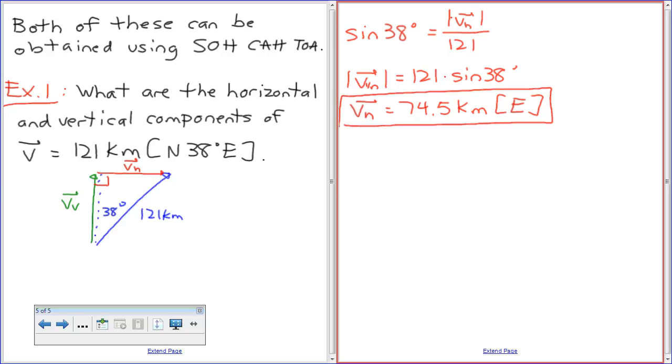Now, the nice thing about these vectors is that there's no angles to them. They're either north, south, east, or west. And that's the beautiful thing about them. It makes it a lot easier to deal with. Can somebody else tell me, please, be brave, how to find VV, if you will. Go ahead. You use cosine. Cos 38 equals magnitude of VV all over 121. Magnitude of VV equals 121 times cos 38.